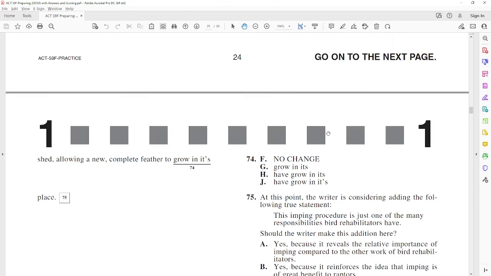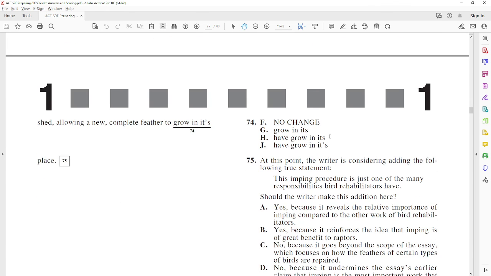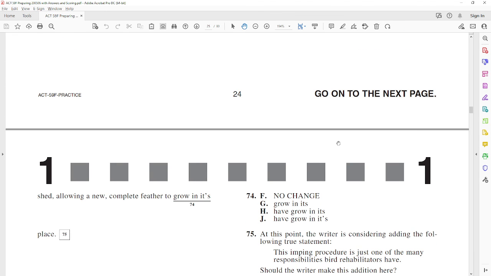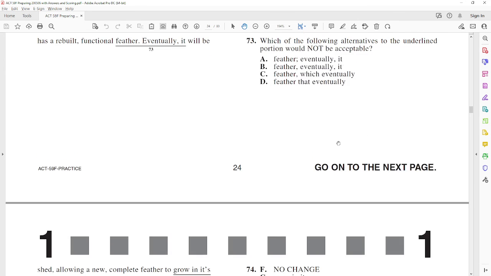Absolutely no. Okay, 74. Eventually, it will be shed, allowing a new complete feather to grow in it is place. I'm in the habit of whenever I see an IT apostrophe S, I see it is. So there is no option to delete or omit. Is it right or wrong? It's wrong. How would I fix it? Okay, its place, I'd say ITS, but I probably want to check to see if there's only one thing.